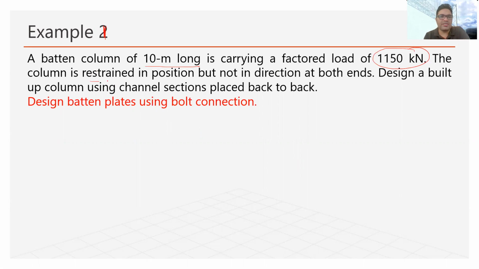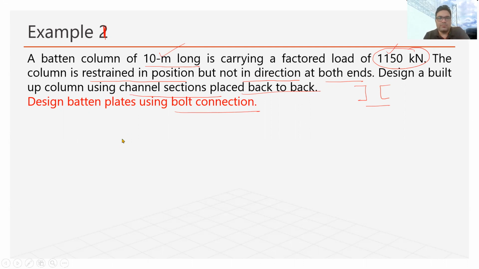The column is restrained in position but not in direction at both ends, and we have to design a built-up column using channel sections placed back to back. Back to back means the channels are placed like this, and we have to design them in this placement. The length of the column is 10 meters, carrying this much load. We also have to design batten plates using a bolted connection.